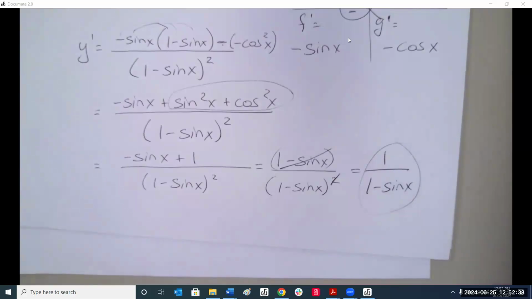Y'all feel comfortable, kind of confident with it? Because if you wanted to, we could do tangent and cotangent and all those other derivatives.